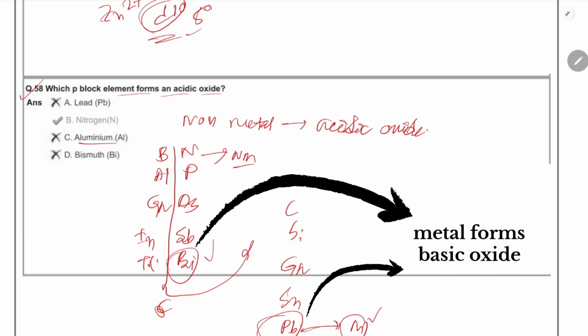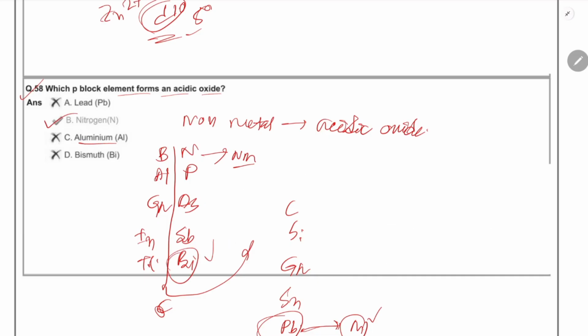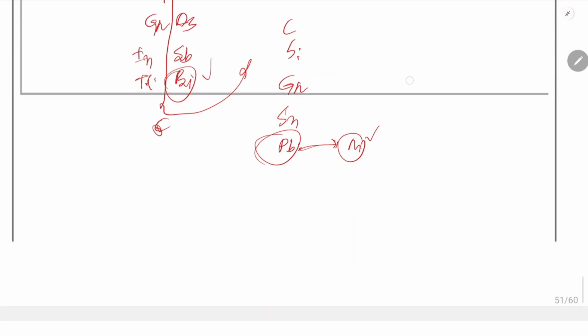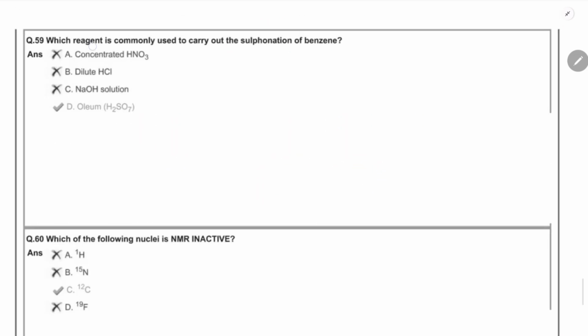Aluminium is amphoteric, and nitrogen will form the acidic oxide. Correct option is B. Which reagent is commonly used to carry out the sulfonation of benzene? For sulfonation of benzene we mostly use oleum. Option D is correct.